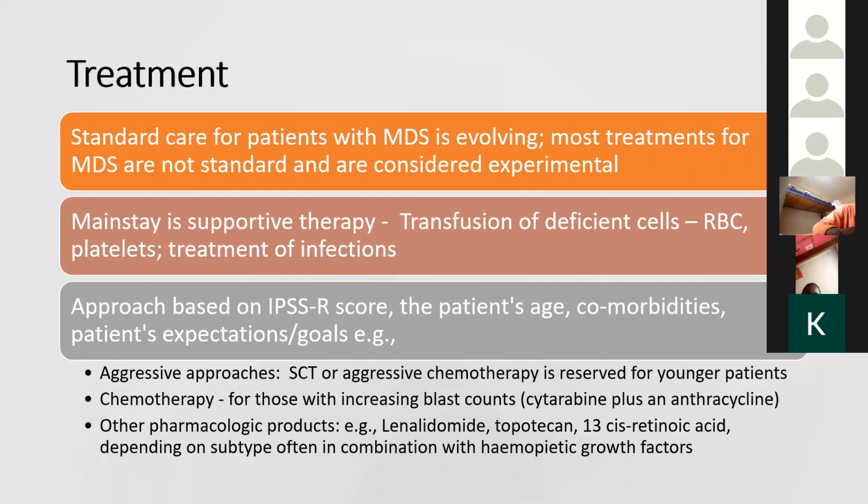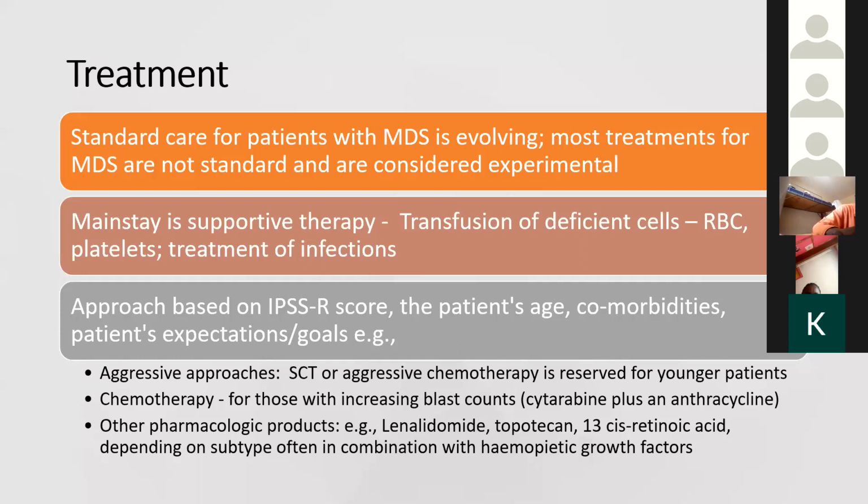What do I mean? If somebody has a severe anemia, transfuse packed red cells. If they have a thrombocytopenia, give them platelet concentrates. If they have an infection, treat that infection with antibiotics. So that supportive treatment is very critical in these patients.